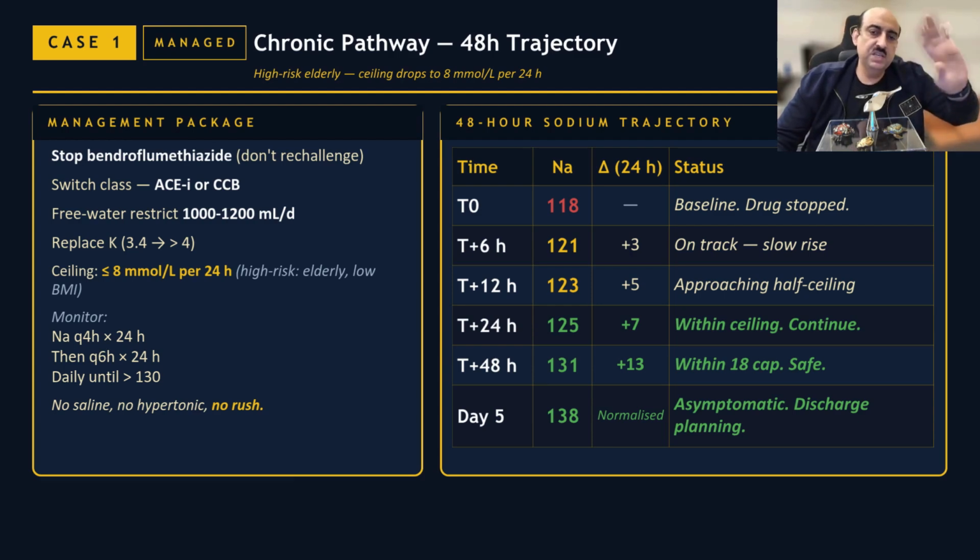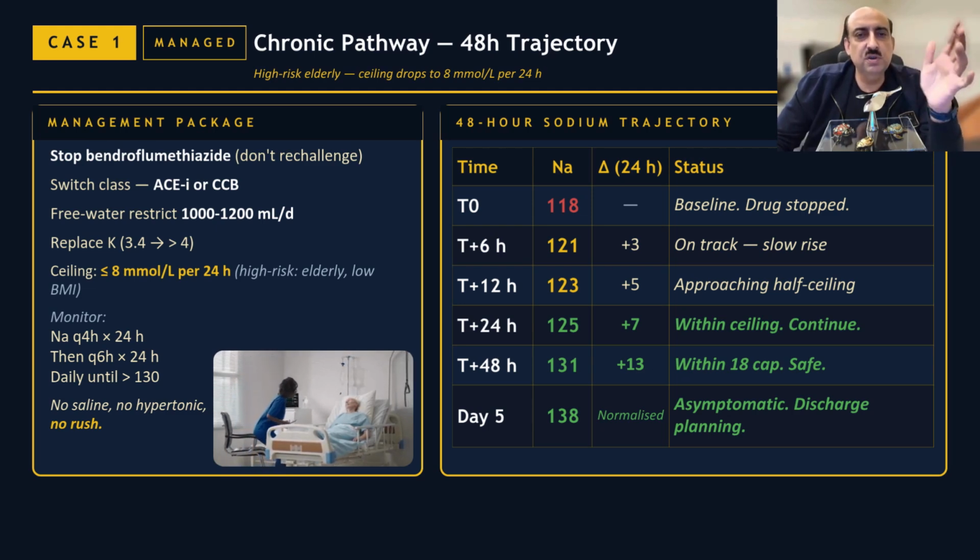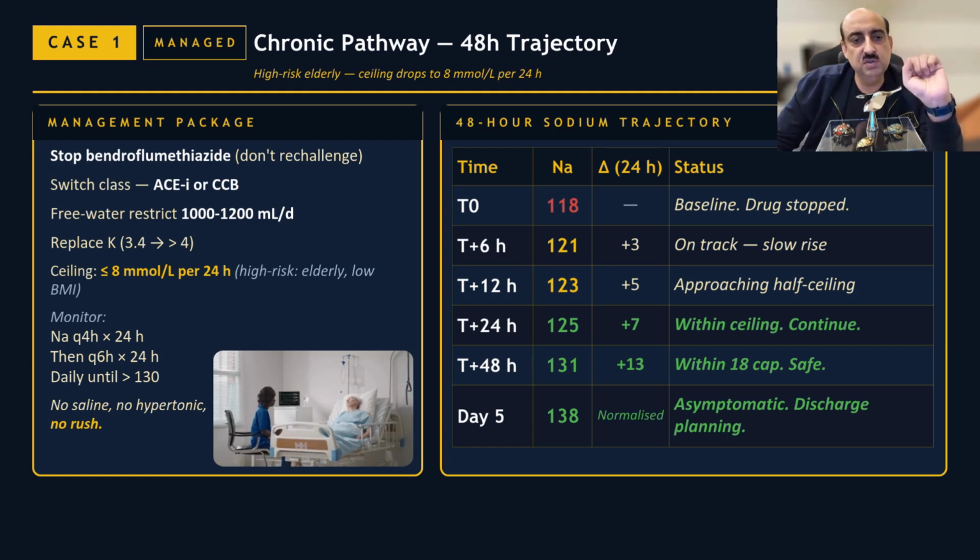The management package is on the left and the execution journey and trajectory on the right side. Stop the thiazide, don't re-challenge because of the risk of recurrence. Switch to alternate antihypertensives. Free water restriction of up to 1 liter or 1.2 depending upon clinical situation. Replace potassium also because that will help sodium correction, but it might cause overcorrection. So please be careful, and it also introduces the risk of arrhythmias.